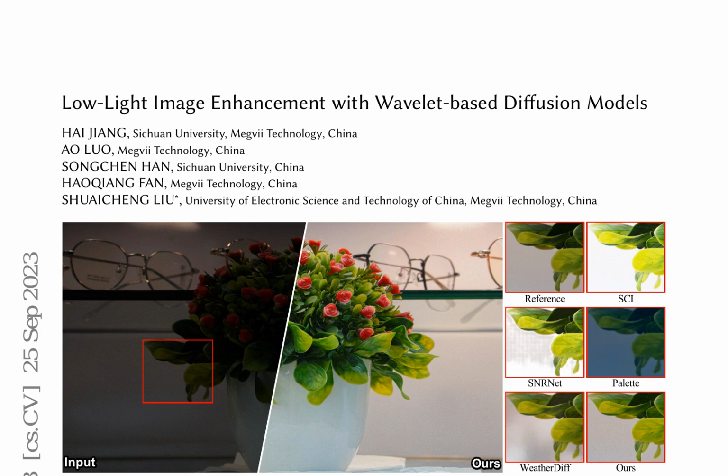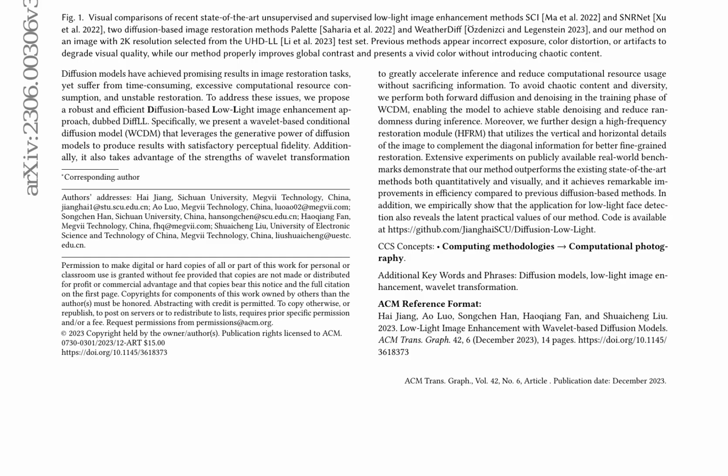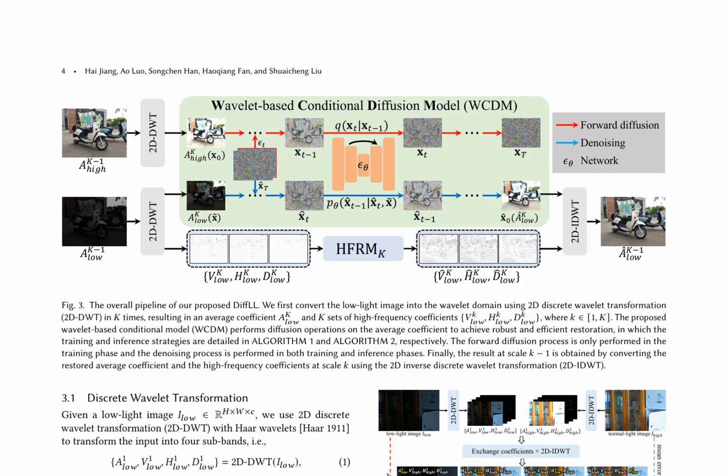WCDM utilizes the strengths of wavelet transformation to accelerate inference and reduce computational resource usage. By converting the low-light image into the wavelet domain using 2D discrete wavelet transformations, the spatial dimension is significantly reduced, resulting in an average coefficient representing global information and high-frequency coefficients representing sparse details. The WCDM performs diffusion operations on the average coefficient, reducing computational resource consumption and inference time. The model is trained with both forward diffusion and denoising processes, enabling stable sampling during inference and preventing content diversity.